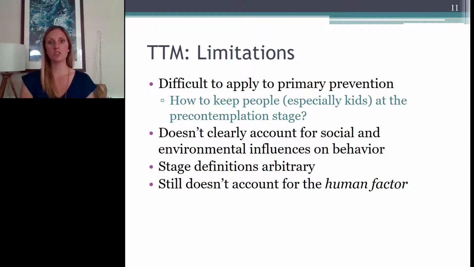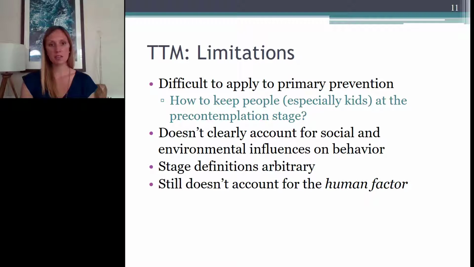The processes of change talk about how you can change your environment and change your social relationships to help you move through the stages, but it doesn't really talk about how those factors cause people to act unhealthy in the first place or maintain their stage. Stage definitions are also somewhat arbitrary. For example, the pre-contemplation stage is defined as somebody having no intention of changing within the next 6 months. So that 6-month time frame is kind of arbitrary.